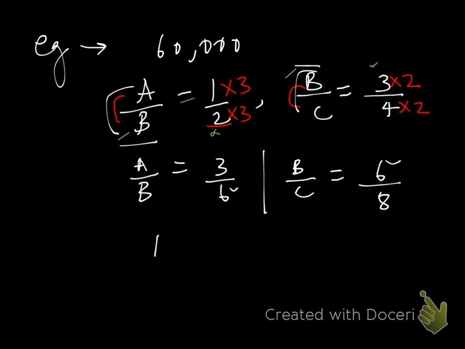So the continuous ratio is 3 is to 6 is to 8, and we can sum it up and find the respective fractions as well: 3 by 17, 6 by 17, and 8 by 17.